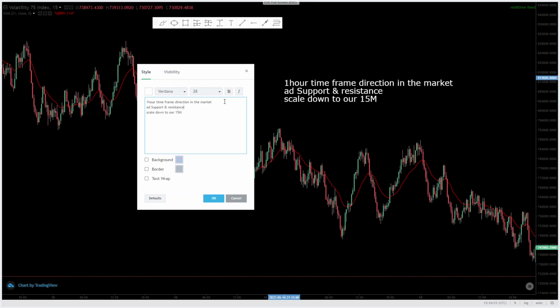This strategy, guys, you can apply it, you can teach it to your son, your brother, your sister. Just try this strategy, right? So let's jump into this strategy. With the 1 hour time frame, we determine the direction of the market, add our support and resistance, and scale down to the 15 minute time frame.